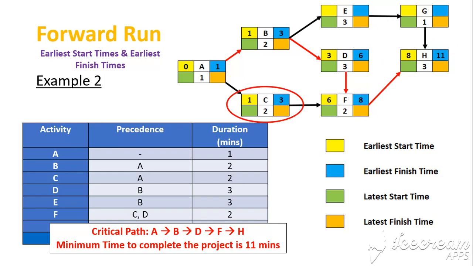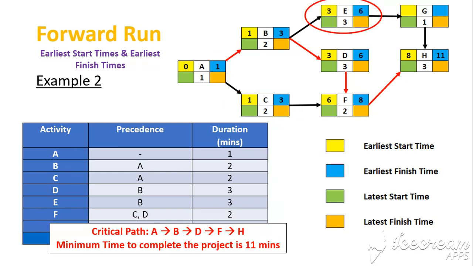Now let's go to the ones that are not on the critical path, so let's go to activity C. Now, activity C has to follow from activity A, and activity A finishes after 1 minute. So activity C can start at 1 minute, and it takes 2 minutes to finish. So the earliest time it will finish is 3 minutes.